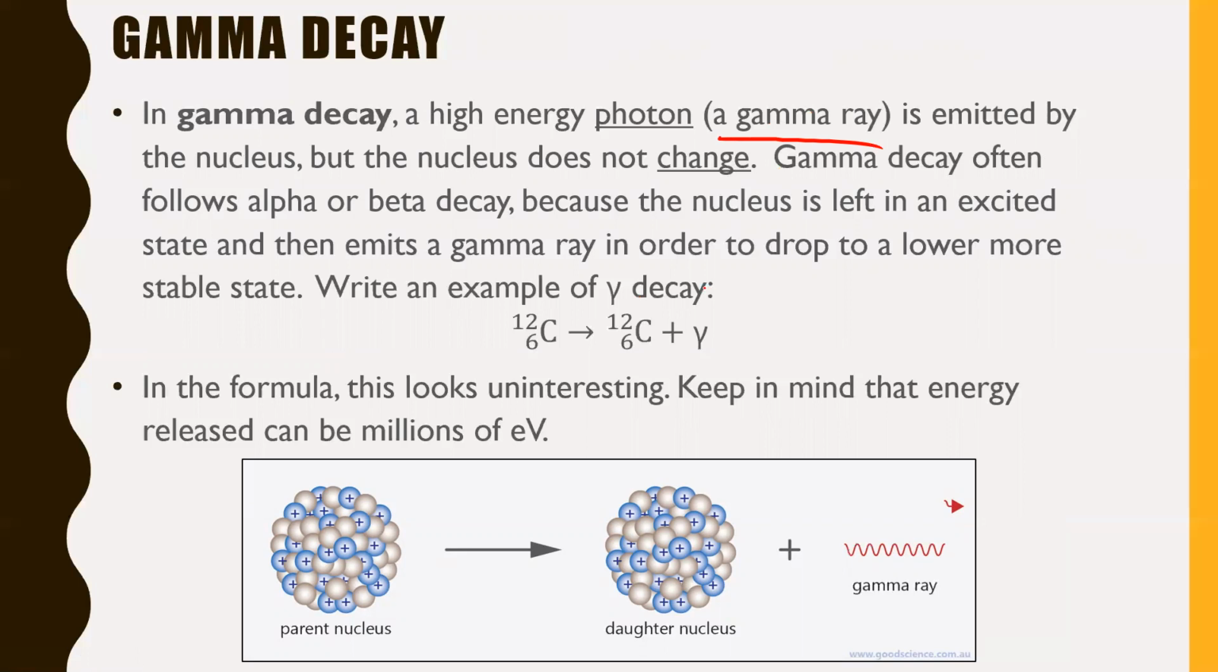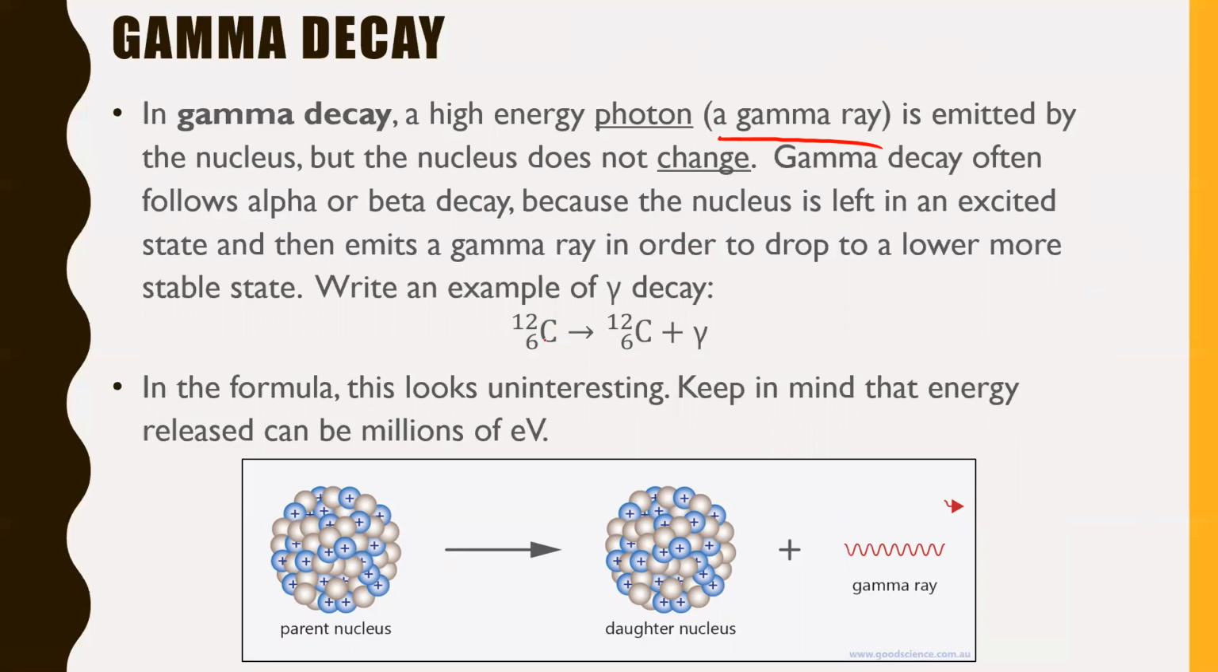So gamma decay often follows alpha or beta decay because the nucleus is left in an excited state and it emits a gamma ray in order to drop to a lower, more stable state, okay? This is kind of like the idea when we talk about those energy levels with all the bars and stuff. It wants to drop back down. So it wants to release a photon to become a bit more stable. That's basically what's happening here. With gamma decay, one thing that's important to know is that your atom itself doesn't actually change what type it is. It just changes how much energy is stored in it. So it just releases some energy, so it's a little bit more calmed down.